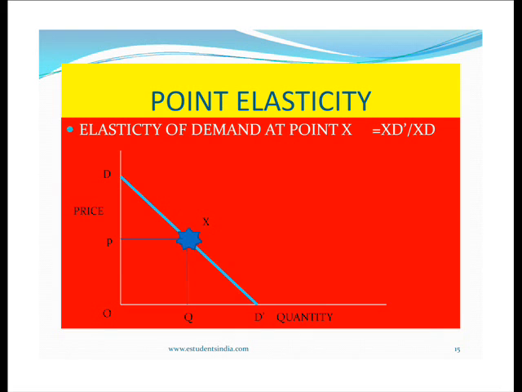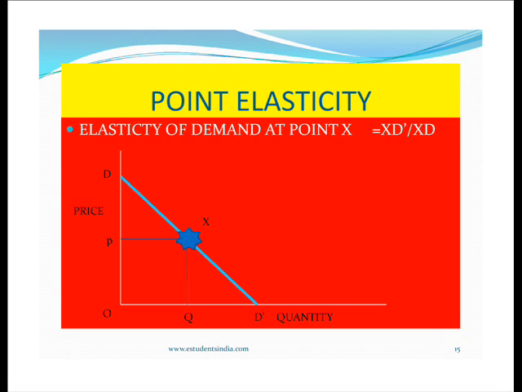Elasticity of demand is equal to delta Q divided by Q, divided by delta P divided by P. That is delta Q by delta P into P by Q. Delta Q by delta P, what is it? Slope? No. Delta Q by delta P is the reciprocal of the slope of the demand curve D dash. EP is equal to 1 by slope into P by Q. P is the original price and Q is the original quantity.